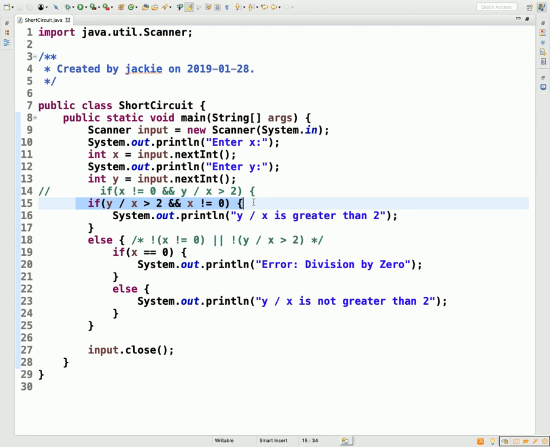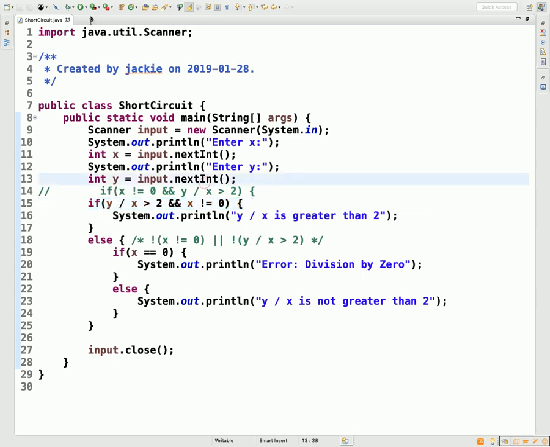So now, let's try specifically the value for x being 0. Previously, it will simply tell me the error, division by 0. But let's see if the program might crash or not. I can tell you that it's going to crash. Okay? Just by swapping the order of the operands. That's why we need to talk about a short circuit.